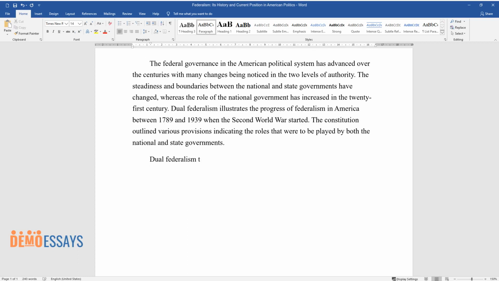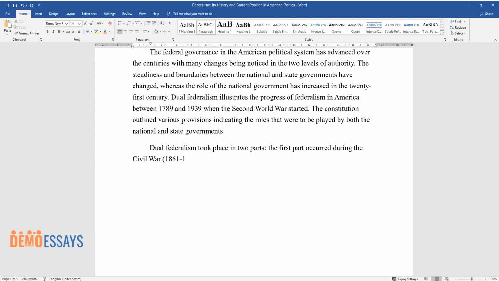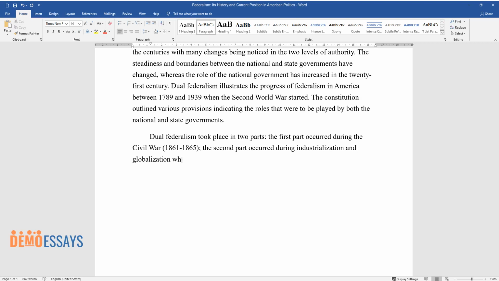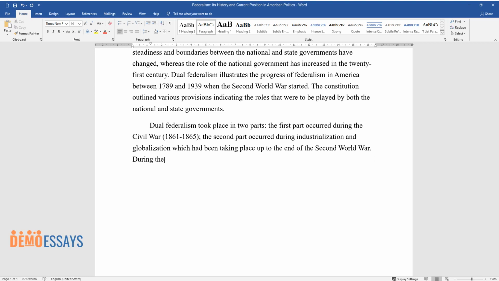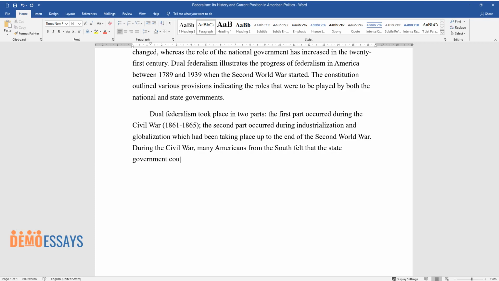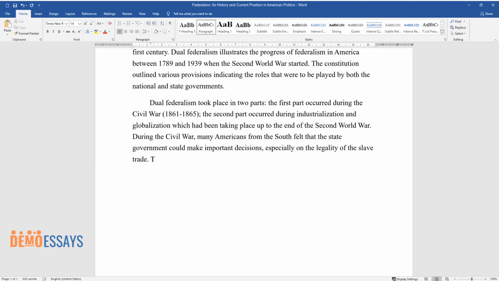Dual federalism took place in two parts. The first part occurred during the Civil War, 1861 to 1865. The second part occurred during industrialization and globalization, which had been taking place up to the end of the Second World War. During the Civil War, many Americans from the South felt that the state government could make important decisions, especially on the legality of the slave trade.